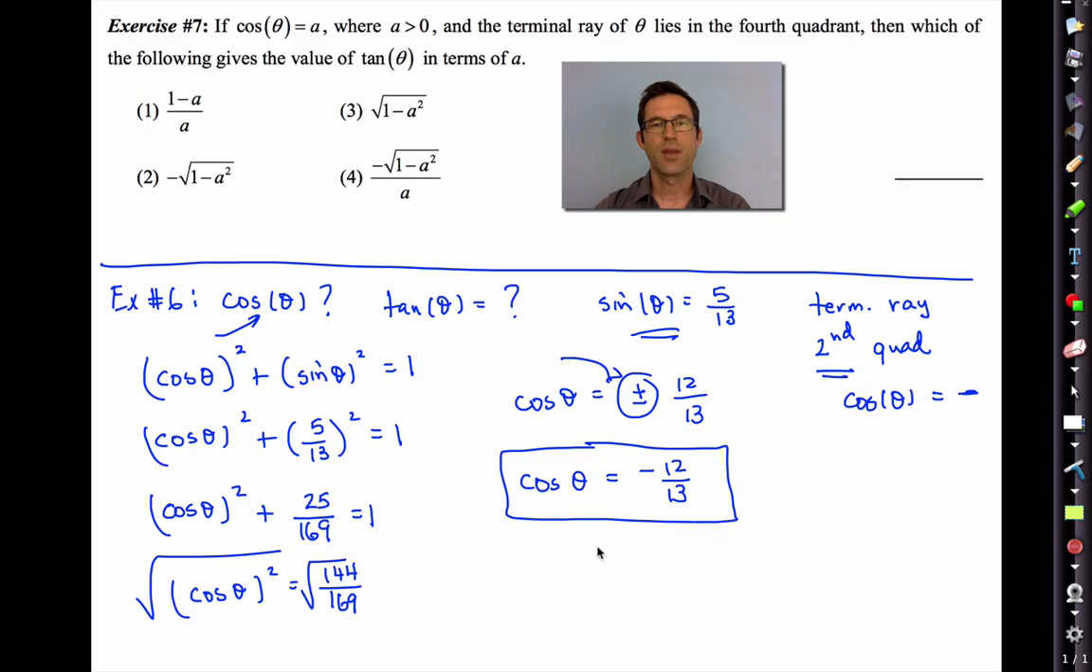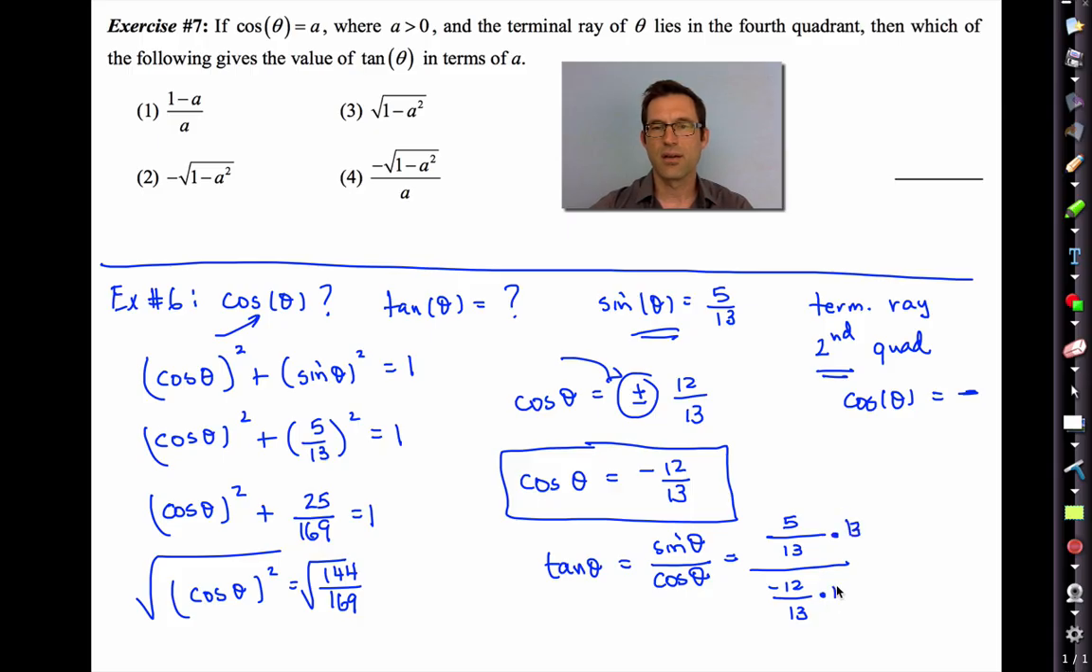All right. On the other hand, tangent, we don't have to do nearly as much work on because tangent is simply sine theta divided by cosine theta. Sine theta was 5/13. Cosine theta was negative 12/13. Now this is a complex fraction, so I'll multiply numerator and denominator by 13, and I'll get that tangent theta is negative 5/12.